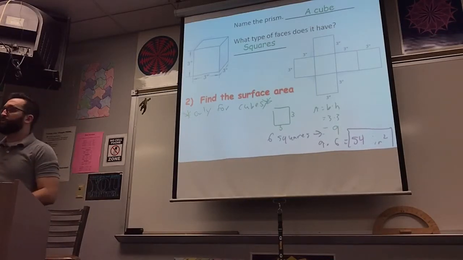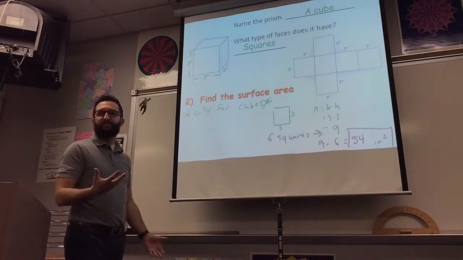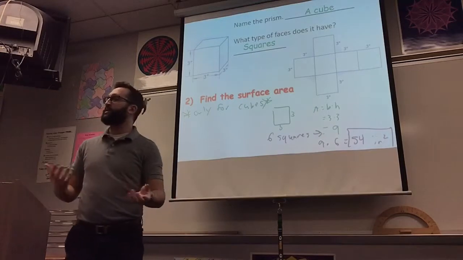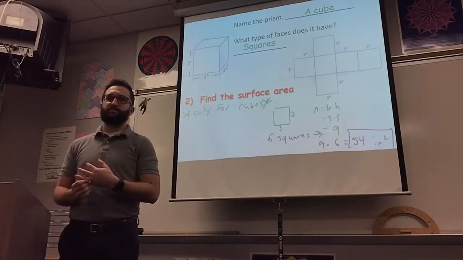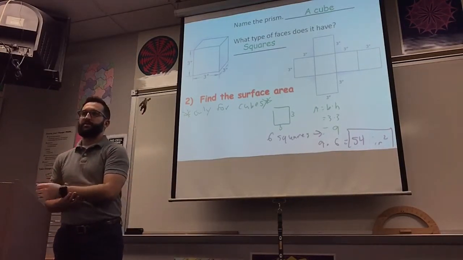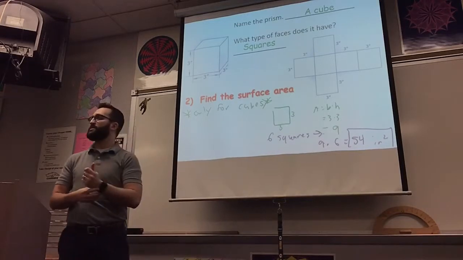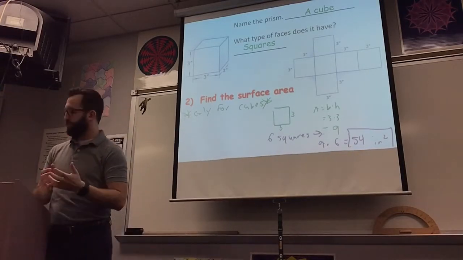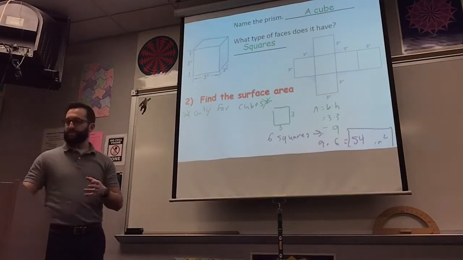So yes, for cubes, it's a lot faster, right? Let's be honest. You're only needing to find one area. Why? Because they're all equal. Yeah, they're all equal areas. There are 6 faces of squares, and they're all equal. Okay? Questions on this particular problem?